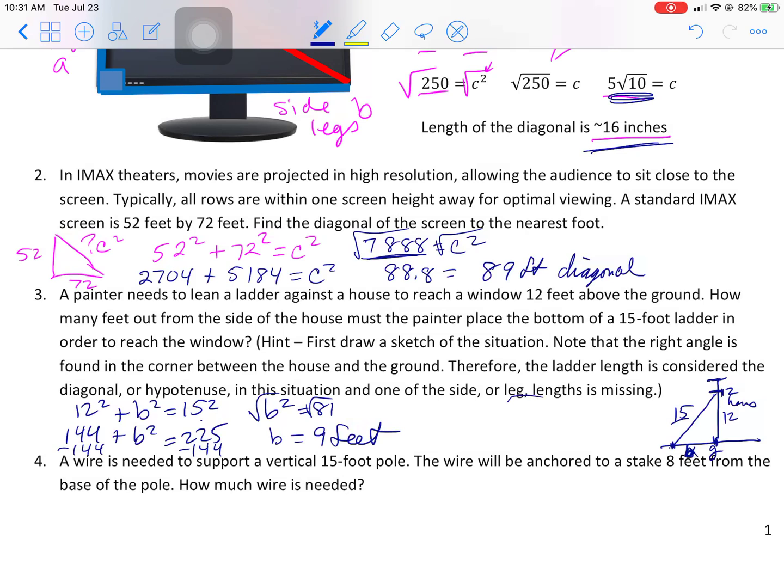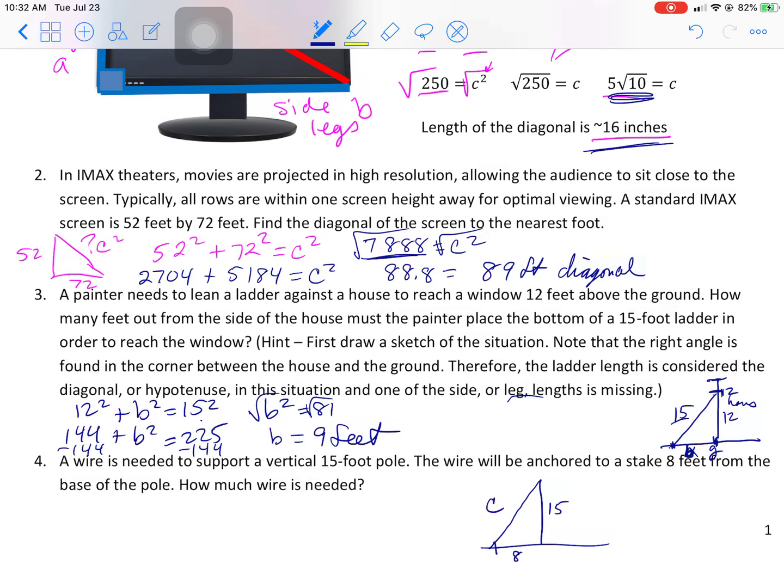So this is the one leg or side that's missing. Okay. I always need to put a little picture of something. Let's see. A wire needed to support a vertical pole. There's a vertical pole on the ground, and the pole itself is 15 feet. The wire will be anchored to a stake 8 feet out from the base of the pole. How much wire is needed to hold the pole up? Must be the diagonal. That's what's missing.